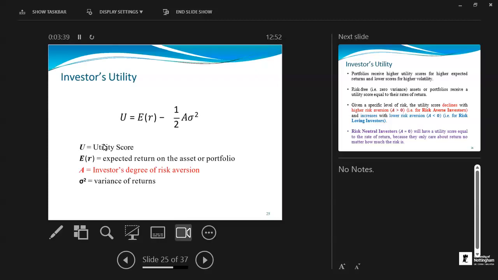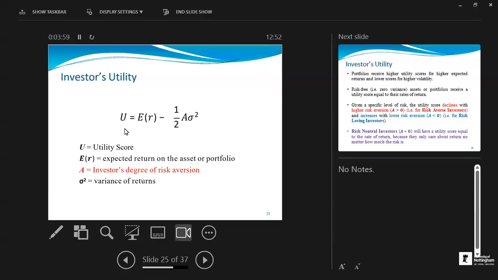Anyone? Yeah. It's like a benefit, right? How much benefit you're going to derive from a certain activity or certain thing, or in this case, investment. So we can create a utility score using the following formula.